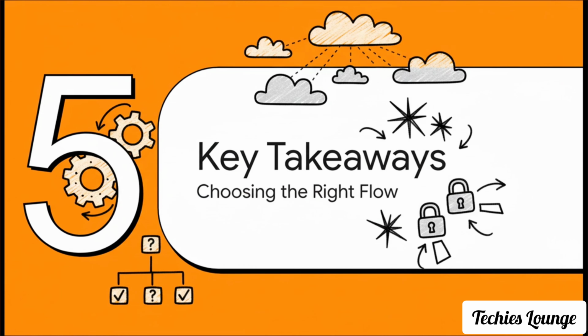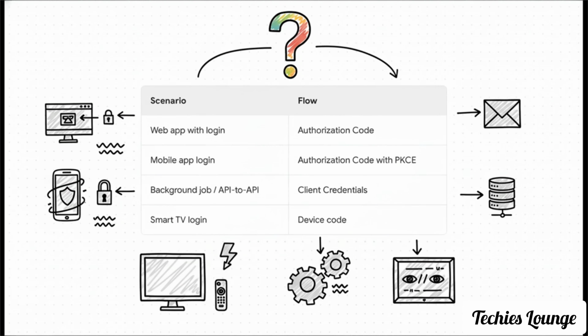Okay, let's wrap this up with a couple of key takeaways to really bring it all home. So, the first big takeaway is this. OAuth is not a one-size-fits-all solution. That authorization code flow we talked about, it's perfect for web apps. But if you're building a mobile app, you need a version with an extra security layer called PKCE. And for secure communication between two background services, well, that's a different flow entirely. Picking the right tool for the job is absolutely critical.